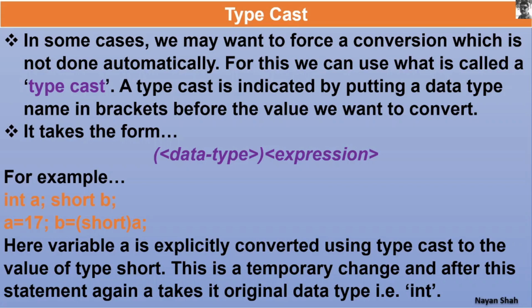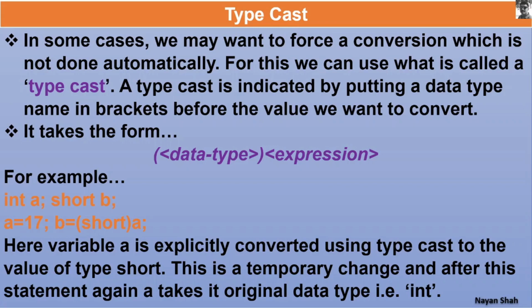But if I simply write b is equal to a, you know that it will generate an error. Why? Because a is integer and b is short. So the RHS is bigger in size than the LHS, so it cannot go. It is something like I have something stored in a very big bag and I want to keep it in a small bag. It will not go because the bag sizes are different.